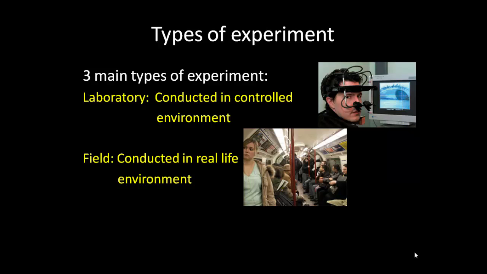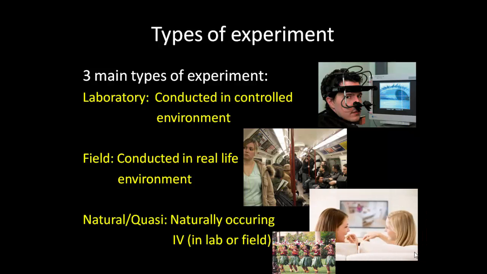The third type of experiment we get is called a natural experiment. This is also called a quasi-experiment. Now, quasi or natural experiments have a naturally occurring IV. So, for example, we can see in the images here, if a researcher was interested in looking at the difference in response to TV programs between blondes and brunettes, that would be a natural experiment, because the researcher in a natural experiment has no control over which participants go in which conditions.